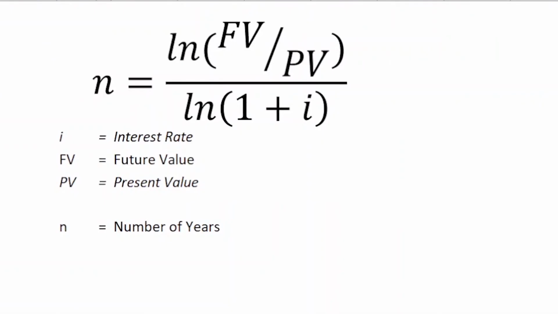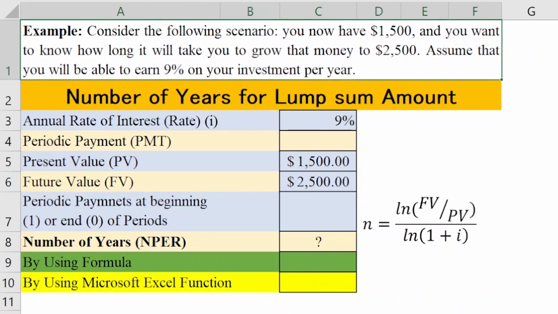We will use this formula to calculate the number of years. N is equal to log of future value divided by present value, divided by log of 1 plus I, where I is interest rate, FV is the future value, PV is the present value, and N is the number of years. In this example, we have present value of $1,500, future value is $2,500, annual rate of interest is 9%, and we have to calculate the number of years.